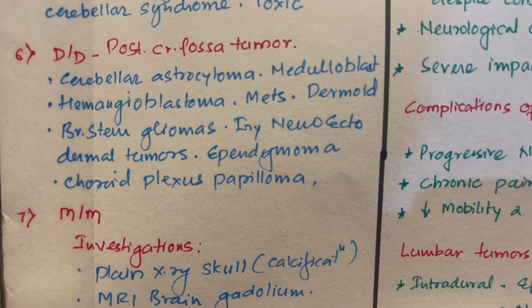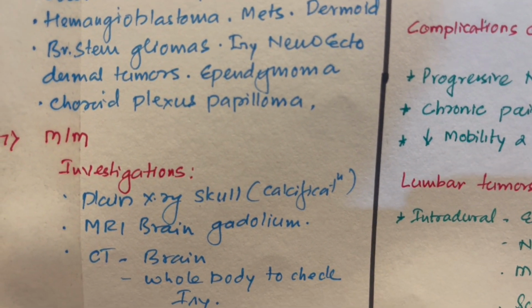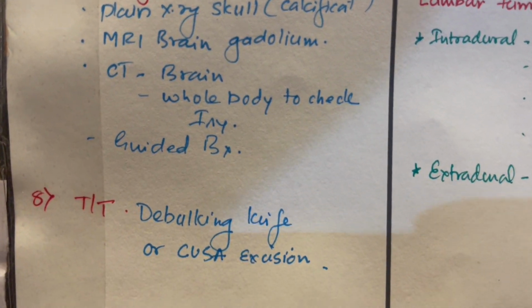Management, investigations: plain X-ray for calcification, MRI brain with gadolinium, CT brain, whole body scan to check for primary, guided biopsy. Treatment is debulking, CUSA excision. So this was about the cerebellar tumors.